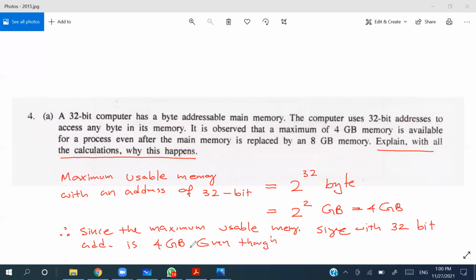even though the actual capacity is, I'm sorry, actual capacity 8 GB, it will not be fully utilized, right? So something like this. It doesn't need to be exactly these words. Something like this should be there, right?